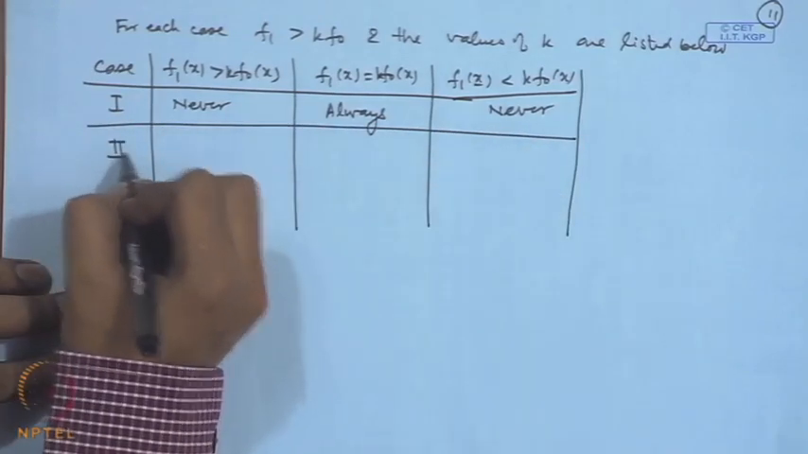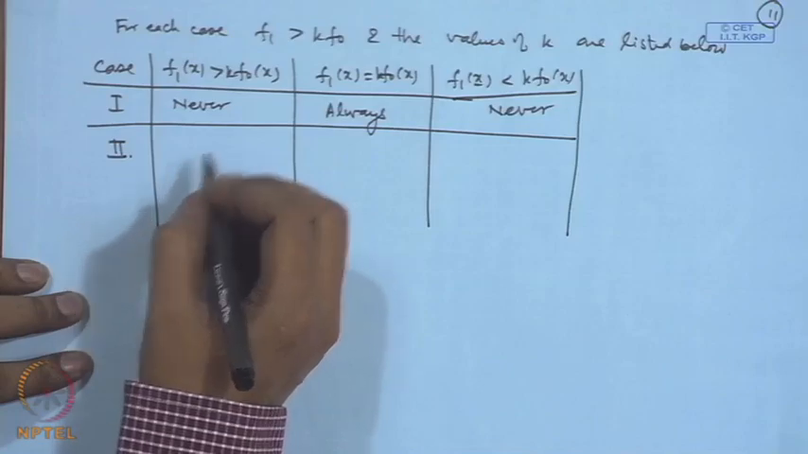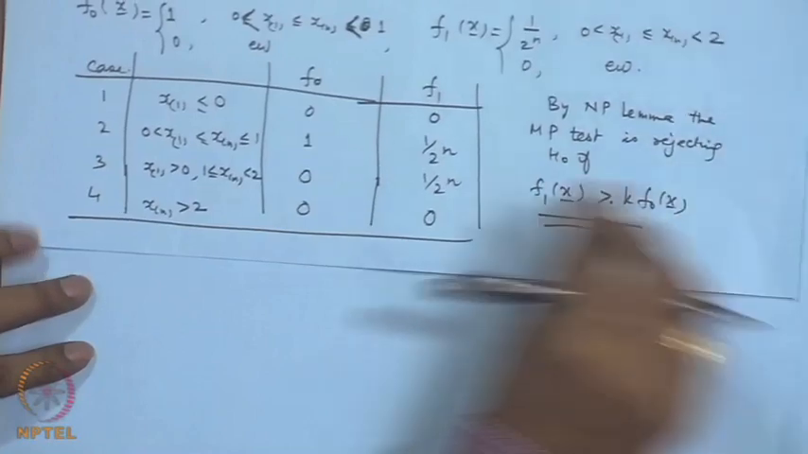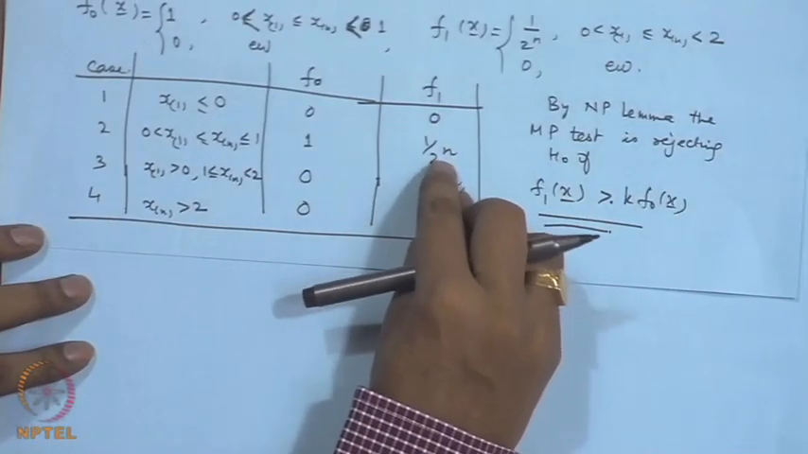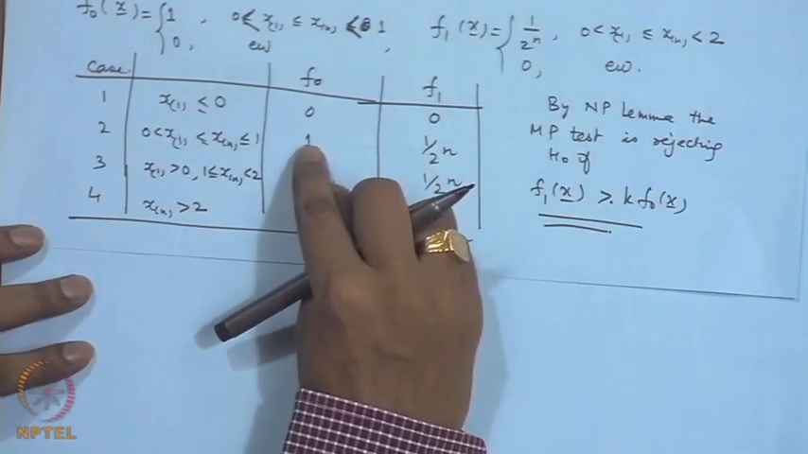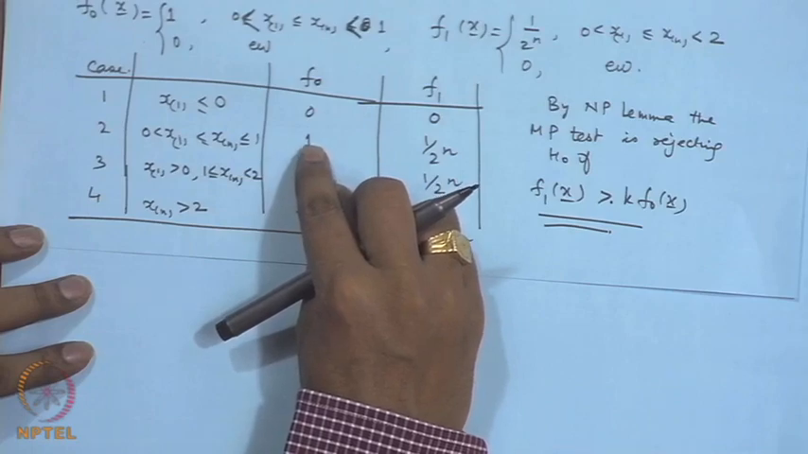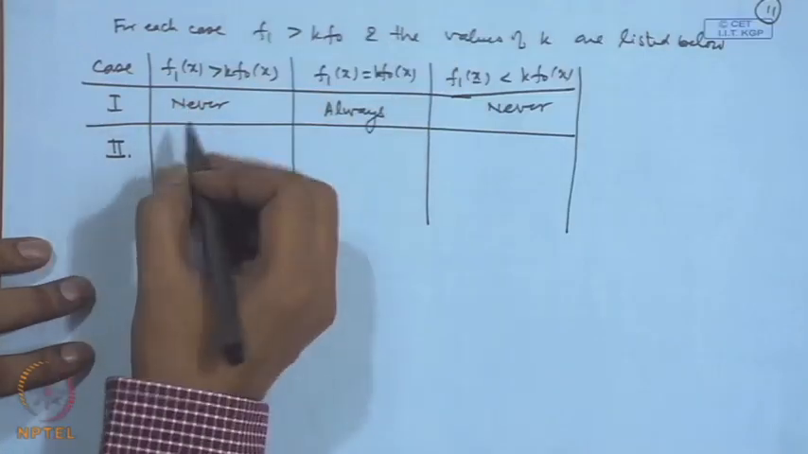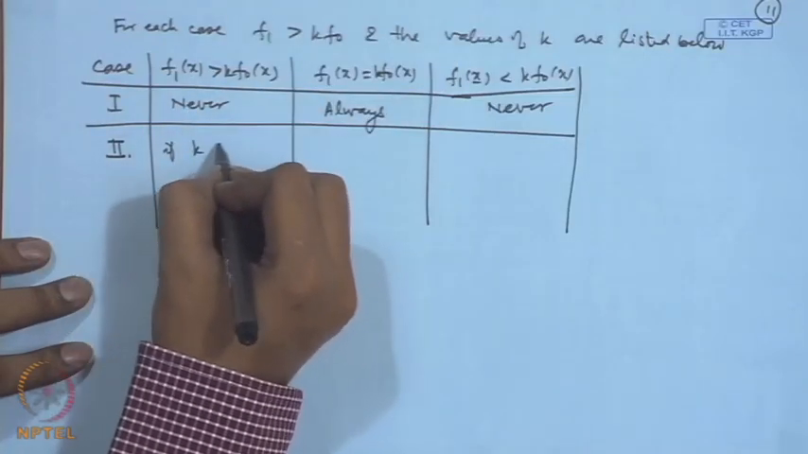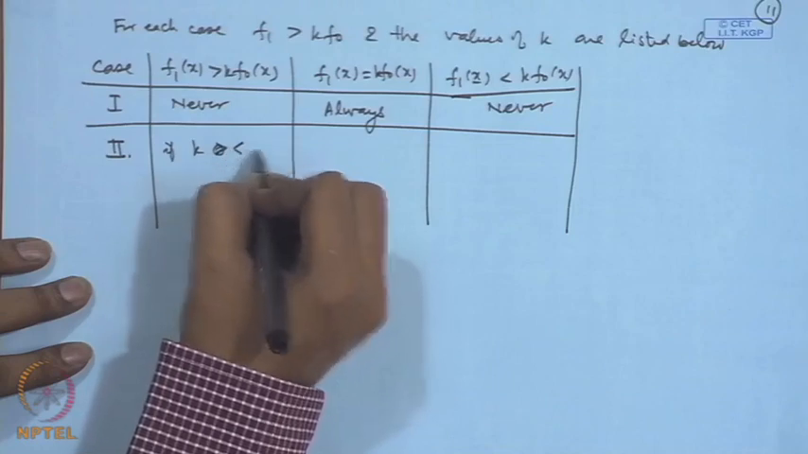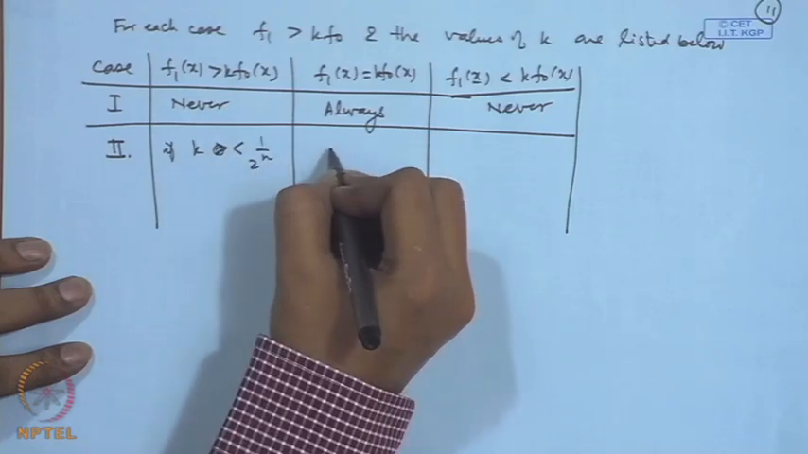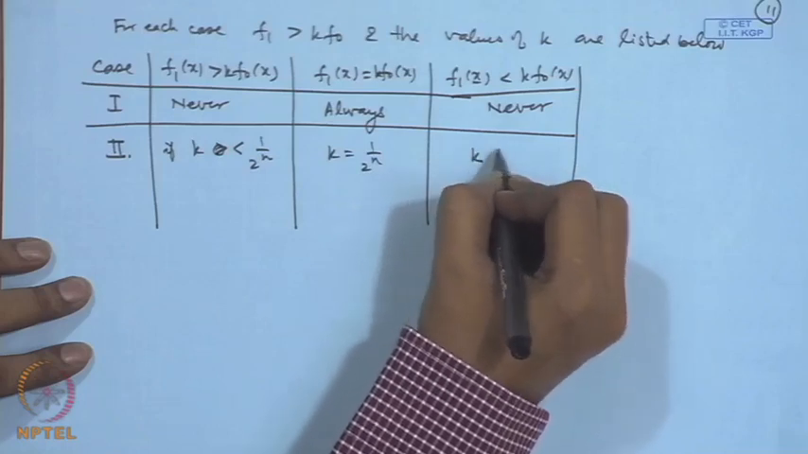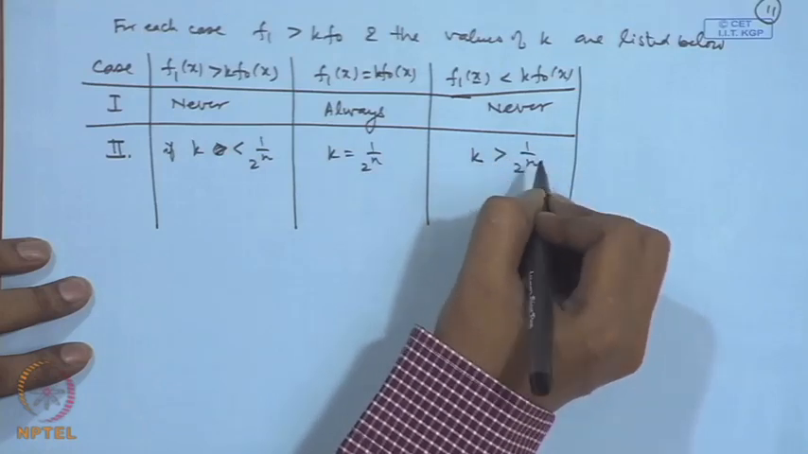Let us consider second case. In the second case, if we look at f 1, that is 1 by 2 to the power n greater than k times f naught. So, this condition is true if k is less than 1 by 2 to the power n. This is true if k is equal to 1 by 2 to the power n. This is true if k is greater than 1 by 2 to the power n.